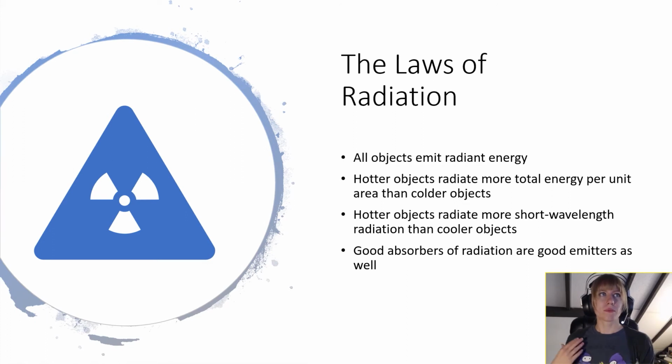So next, we're going to talk about solar radiation types, but we're going to start with some of the laws. So all objects emit radiant energy. Hotter objects will emit more total energy per unit than colder objects. Hotter objects radiate more shortwave wavelength radiation than cooler objects. And good absorbers of radiation are good emitters as well. And so there are actually names for these, such as Planck's law, Wien's law, and Stefan-Boltzmann's law, but we're not really going to focus on the names as much as the laws themselves. You also don't need to look up the equations for them. If you are curious about them, go ahead and look them up.